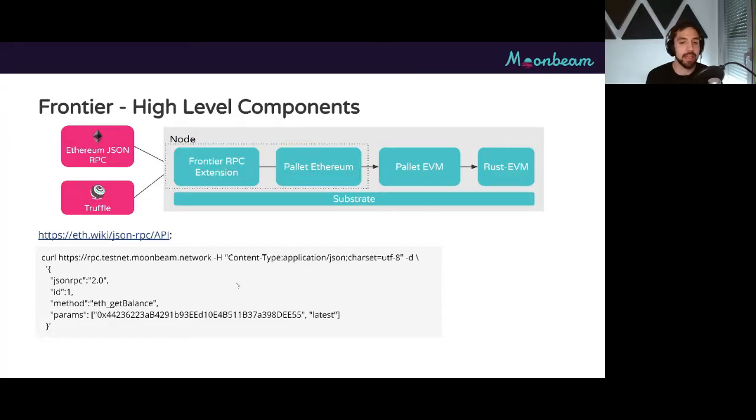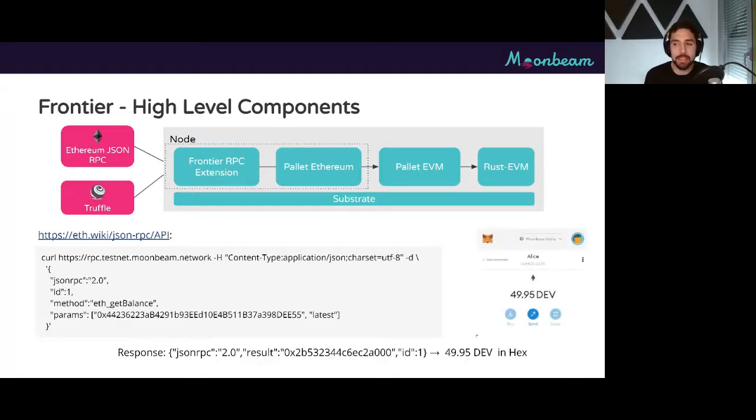And what we're doing is asking the node to tell us the latest available balance of this address. And the response from Moonbeam will be this, and this is exactly the response that you will get from any Ethereum node, or if you're using Infura or Alchemy. This is almost 50 dev tokens, which is our testnet token, in hexadecimal and in wei units. So this is, once again, what MetaMask is doing all the time.